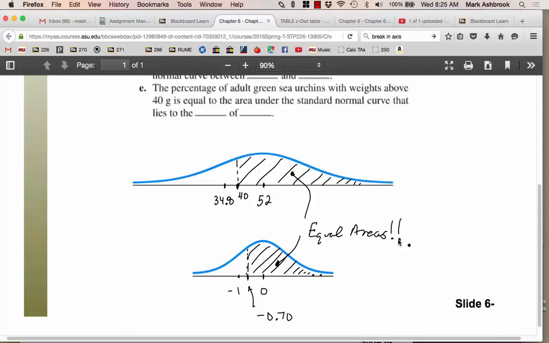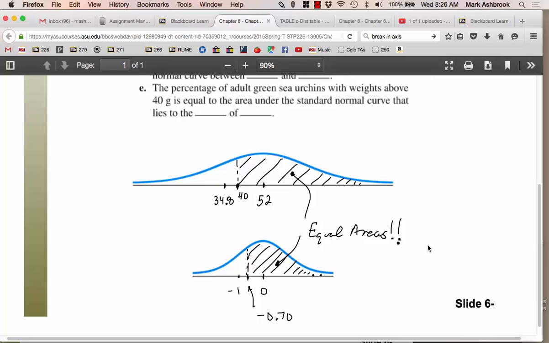We don't have a table for distributions with a mean of 42 and a standard deviation of 16, right? We don't have a table for that. We don't have a table for a mean of 52 and a standard deviation of 18 point something or 16 point something. So if we have a normal distribution, we can standardize it to the z distribution, and then use those areas because those areas are equivalent.